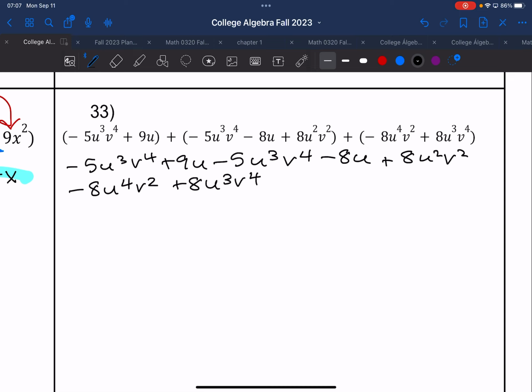Then I'm gonna start highlighting my like terms. So I have a u cubed v to the 4th. Then I have just u's. Did I write that one correctly? Yeah. And then these ones are separate. Which variables am I writing first?